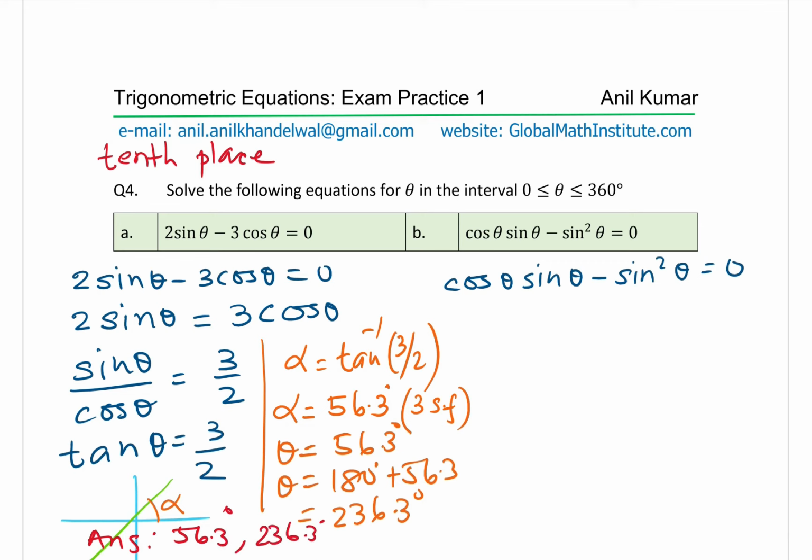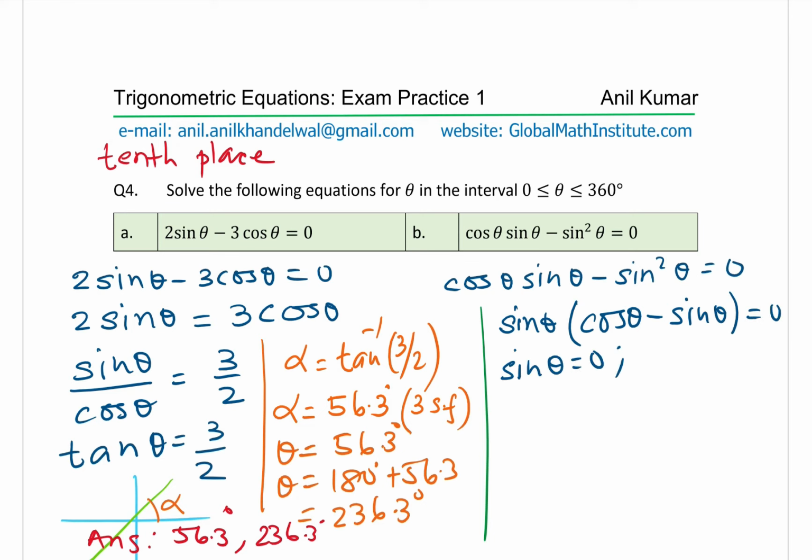Perfect. Now let's take the next example, which is cos theta sine theta minus sine squared theta equals 0. Now this is another category of questions where we need to factor and then solve. As you can see, sine theta is common. So taking sine theta common, we get sine theta times cos theta minus sine theta equals 0. So now we could equate sine theta equals 0, and we could also equate cos theta equals sine theta. Correct? Even then it will be 0.